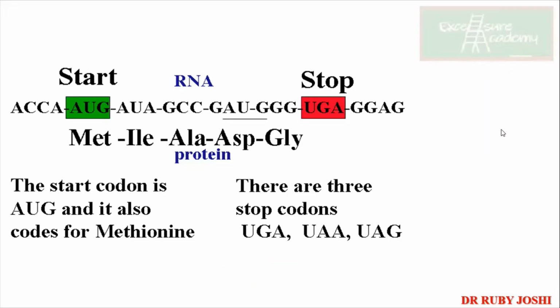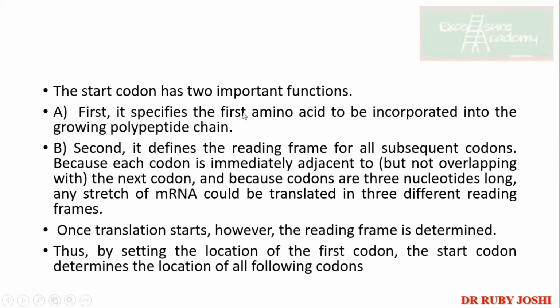Okay. Now, the start codon has two important functions. First, it specifies the first amino acid, of course, to be incorporated into the growing polypeptide chain. So इससे क्या होगा? I'm going to get something onto which I can start adding now. Okay, so I have started my protein synthesis. Second, it defines the reading frame for all the subsequent codons.